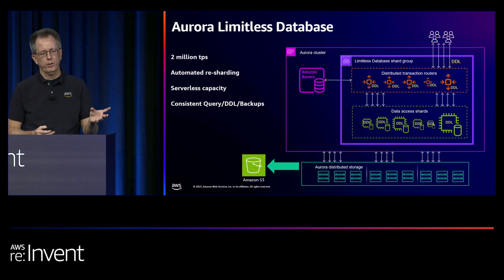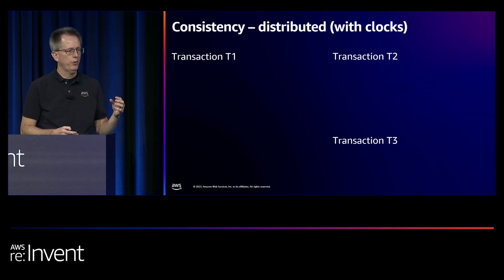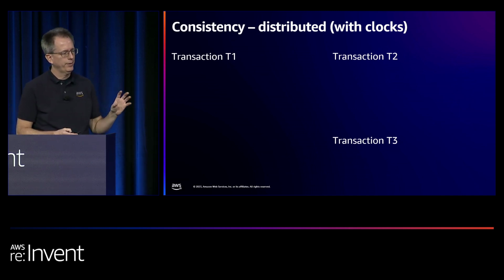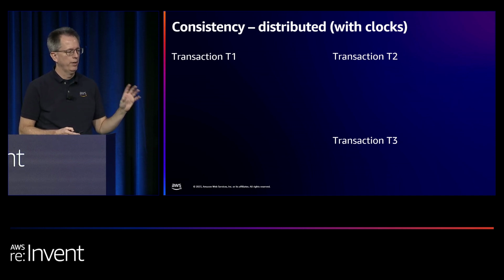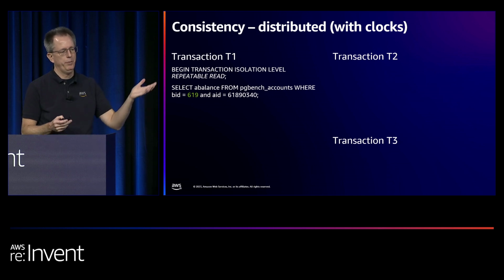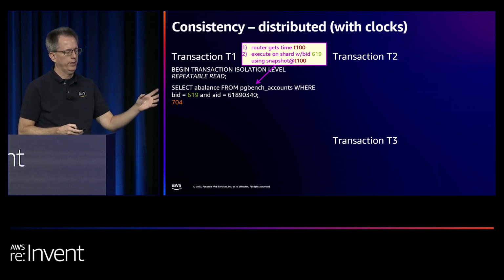So let's walk through a little bit about how that works in detail, right? So we're using a global clock now, and I'll walk through a set of transactions. So the first transaction is just doing a select of a particular BID from PG Bench, right? And what happens is the router assigns a time, and then that time is what's used on the shard to set the, what would be the snapshot in Postgres terms, right, to run at. So it's going to run that query and give you a result, right?